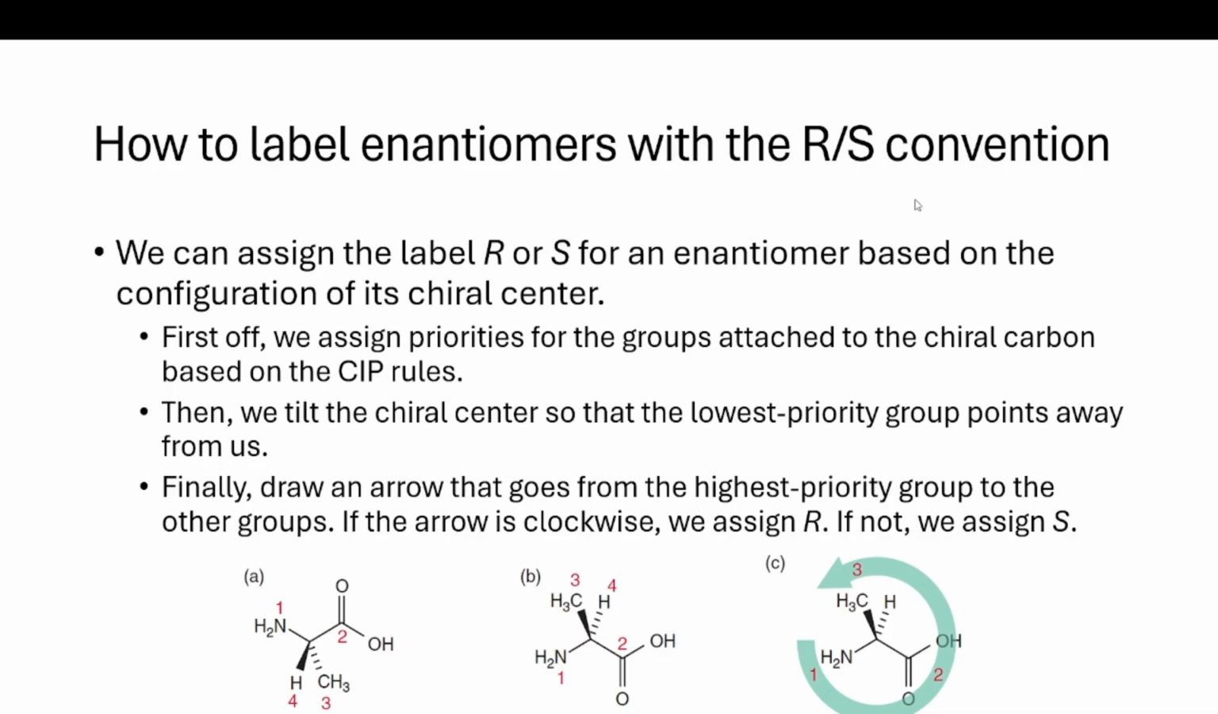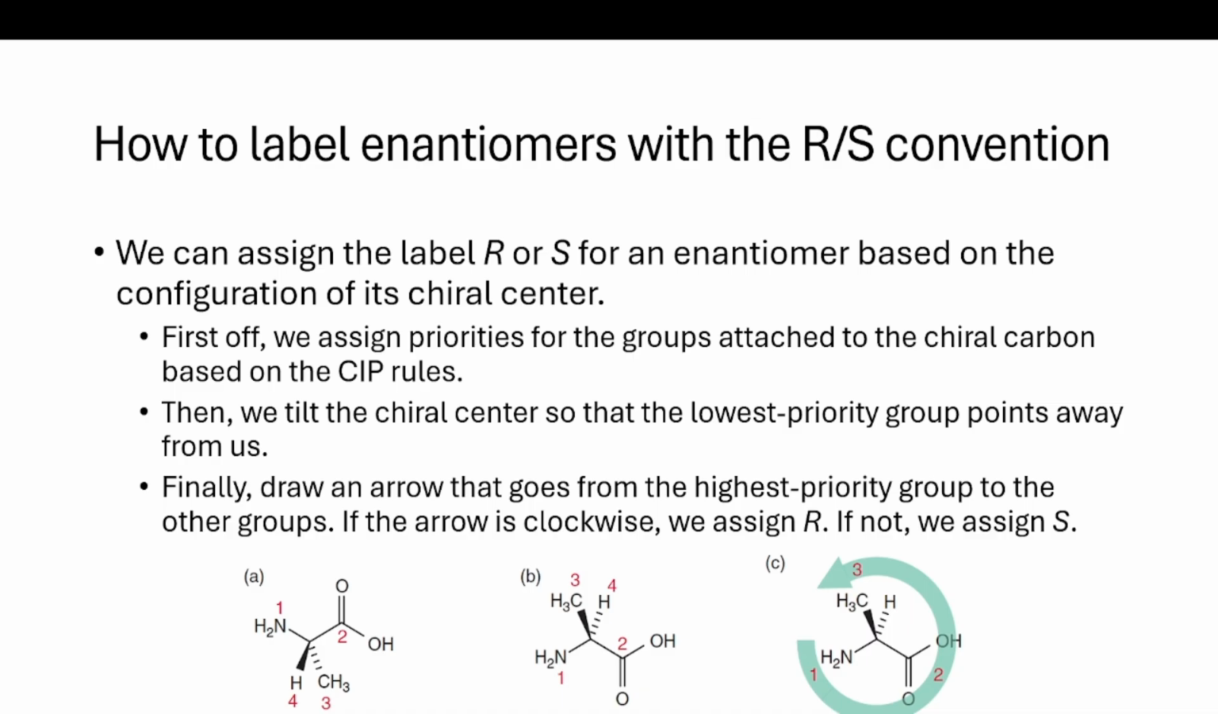Now, we'll also talk about another system aside from L and D, known as R and S. Based on a chiral center, we go through a few steps to determine if it's R, which is rectus in Latin, or S, which is sinister in Latin. Rectus is just right, sinister is left. First, we need to identify our chiral centers. Once we have them, we assign priorities to the groups based on our CIP rules.